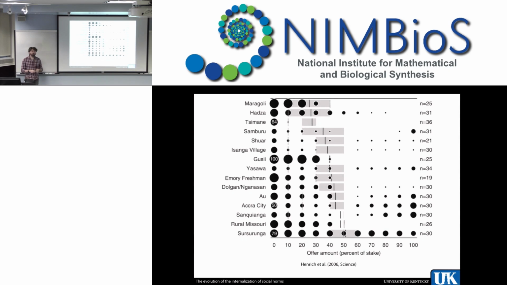So the consistent pattern was that there was some norm for fairness, but there was also lots of variation in it, and it was cross-cultural variation. So there must be multiple factors going into what exactly should be the norm.